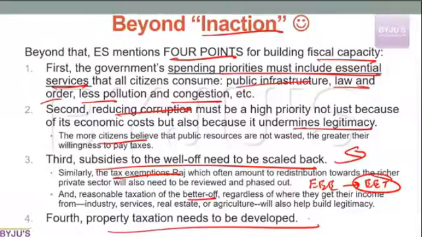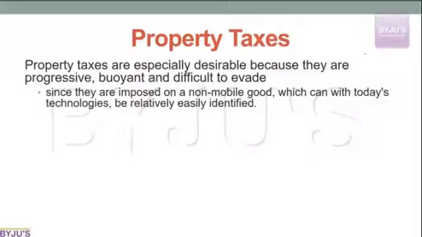And fourth, property taxation needs to be developed. The Economic Survey says that property taxation is important, and India is a highly neglected area. We don't even get proper data about property taxation. So this is another area to be developed. This is what the Economic Survey says. If the state can focus on these 4 areas, then we can again start building fiscal capacity for the 21st century. So about property taxes, the Economic Survey concludes the chapter by talking about property taxes.